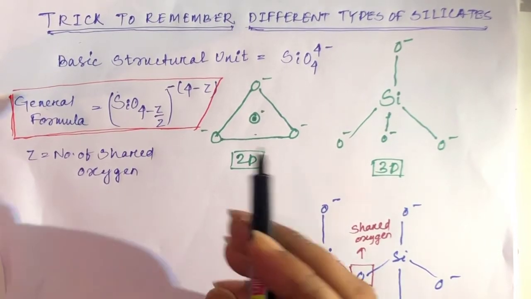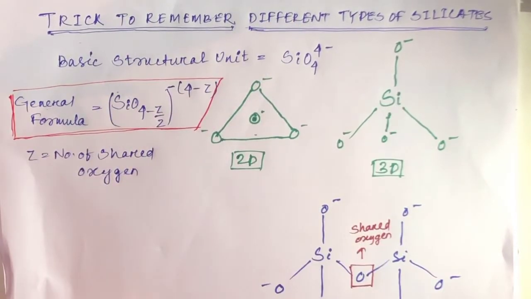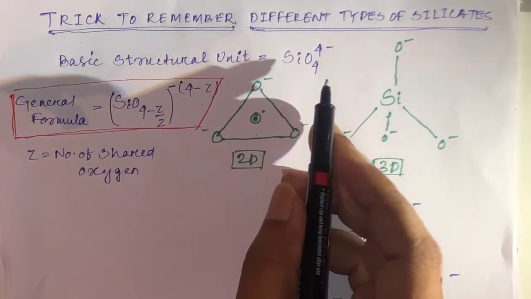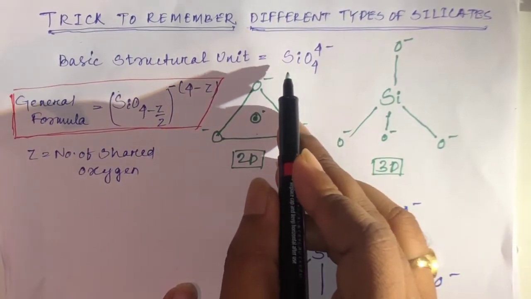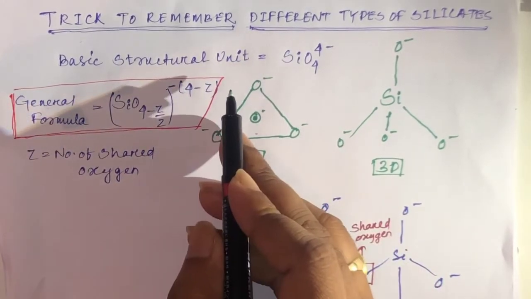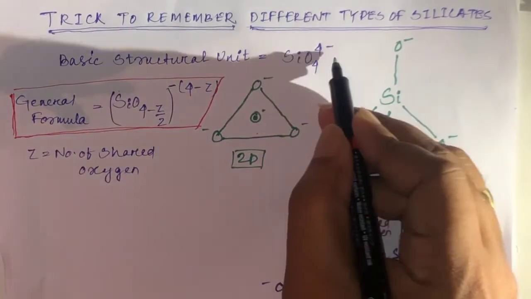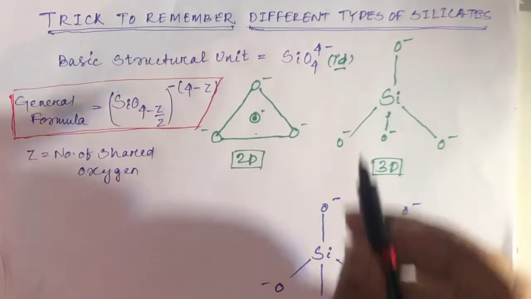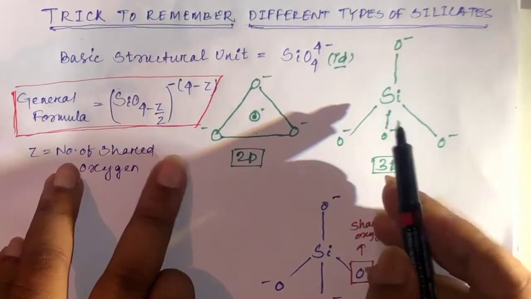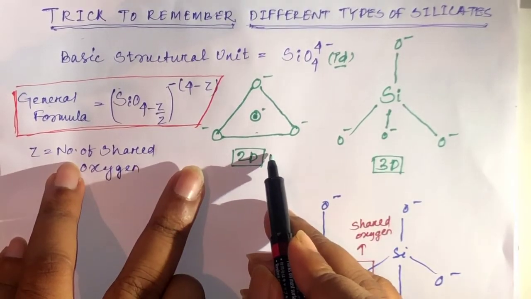Before that, I will discuss some basics about silicates. Silicate minerals consist of silicate units made up of silicon and oxygen. The basic structural unit of silicate is SiO4 4-, a tetrahedral unit. This is your 3D view of the silicate unit, and this is your 2D view of the silicate.